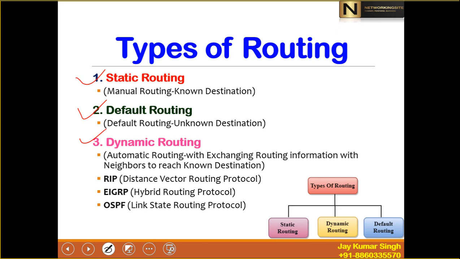Now, static routing protocols are configured when you know the destination. Default is used for unknown destinations, so default is basically used for internet access when you are connected with an ISP. Dynamic routing protocols are used for connecting branches. Your company may have multiple branches in a city, so in that case you can use dynamic routing protocols to communicate between your branches.